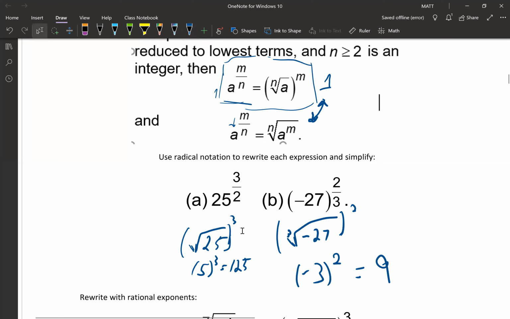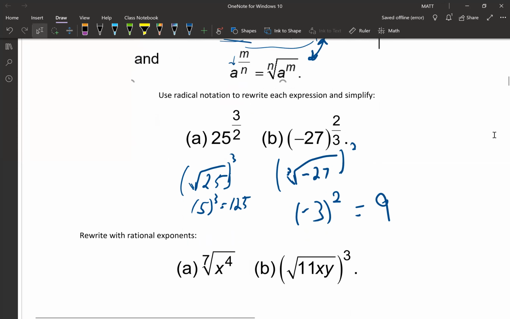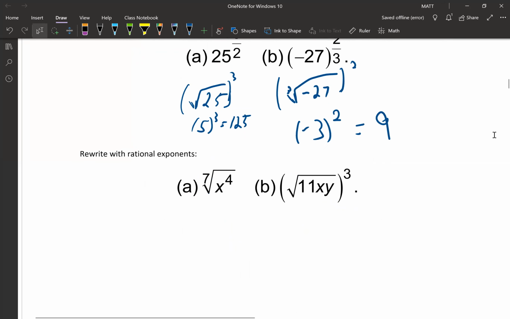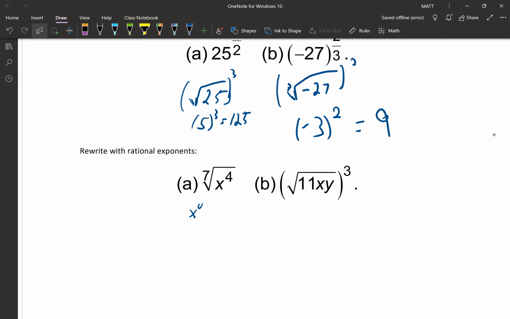Okay, so we will move on to the next part now. The next part, we're going to rewrite these with rational exponents, right? So we're going to go backwards just like we did with the first rule. This one is saying that we have x to the 4th and we're taking the 7th root. So remember, if we have the 7th root, that's the same thing as raising it to the 1/7 power. So the a is just x to the 4th raised to the 1/7 power, right? And when we have an exponent raised to another exponent, we can multiply those. So we get x to the 4/7 power. Okay. And then that's our rational exponent.